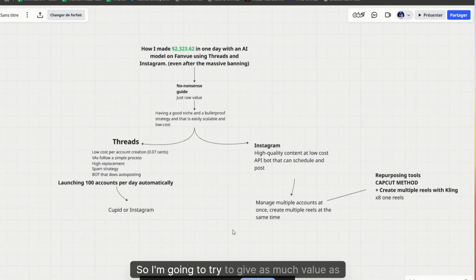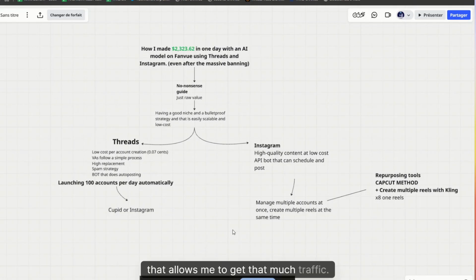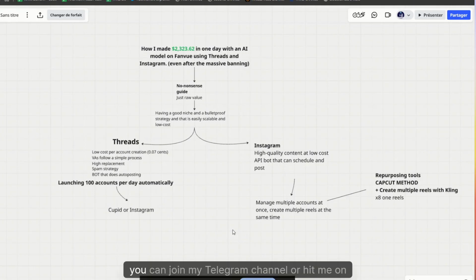So I'm going to try to give as much value as possible on Threads and Instagram in the next videos. This is just the whole system that allows me to get that much traffic. For some agencies, 2K a day with AI is nothing, or for some people, it's a lot. It's just about numbers.